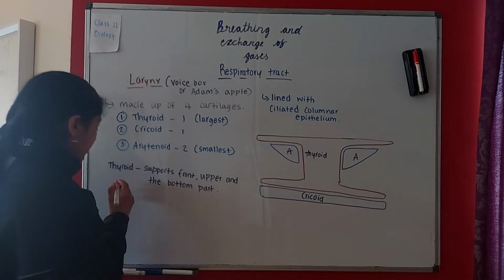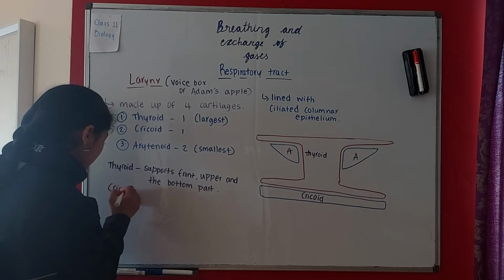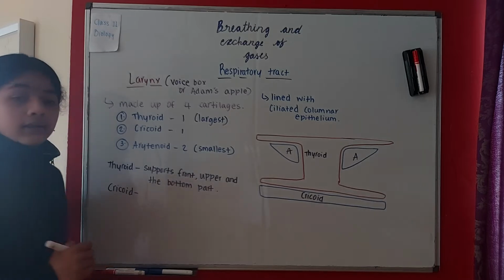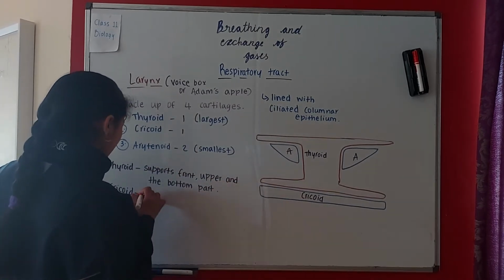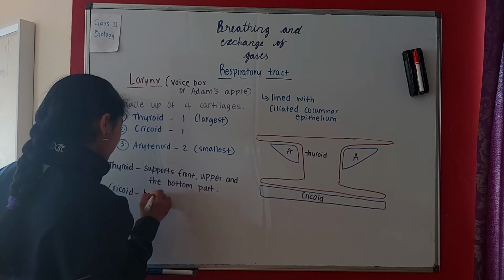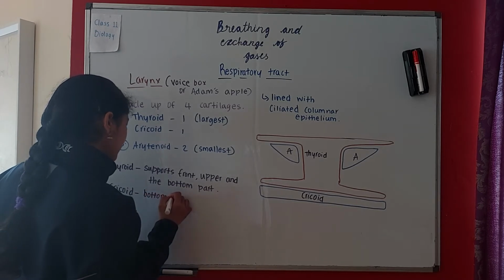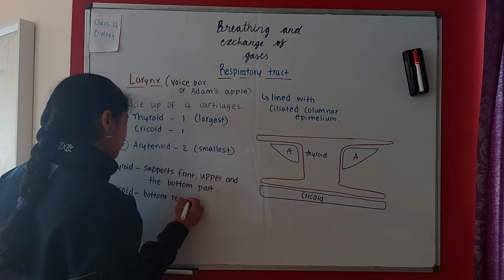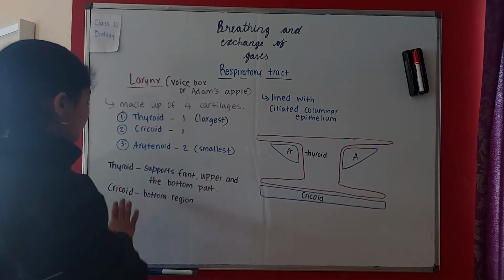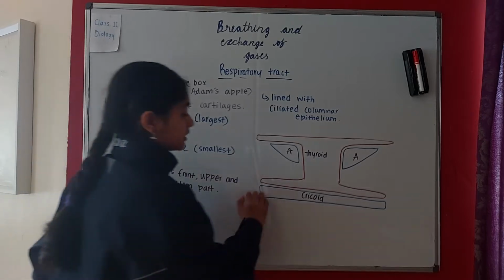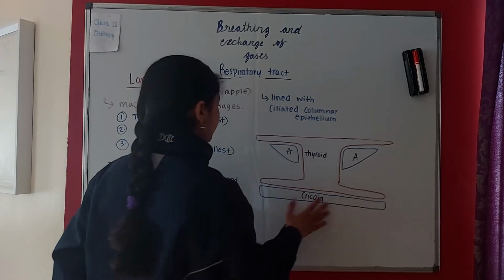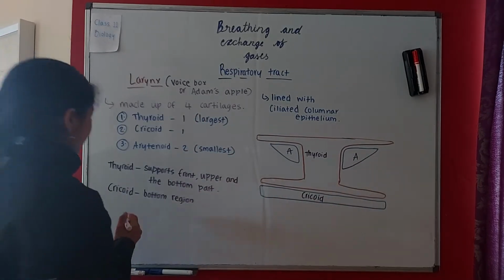Now let's come to cricoid cartilage, which is present in the larynx. Cricoid cartilage supports only the bottom part, only the bottom region. So here also you can see the cricoid cartilage supports only the bottom part or region of the larynx. Coming to arytenoid.